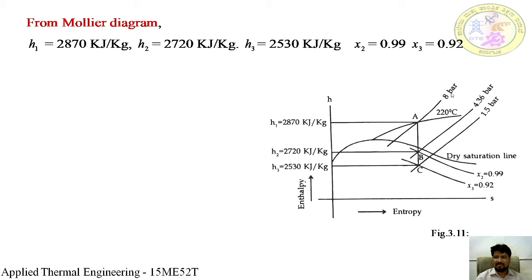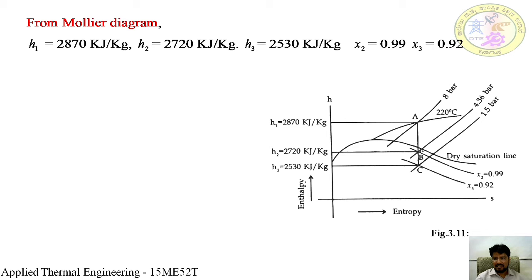The pressure value is 8 bar, that is P1 is 8 bar, and the initial temperature is 220 degrees centigrade. It is a superheated temperature. Now the pressure line and the temperature line, where these two lines meet, that is the point A. This point A is your H1 value. From this enthalpy value, you will get 2870 kilojoules per kg. Once you know the point A, draw a vertical line.